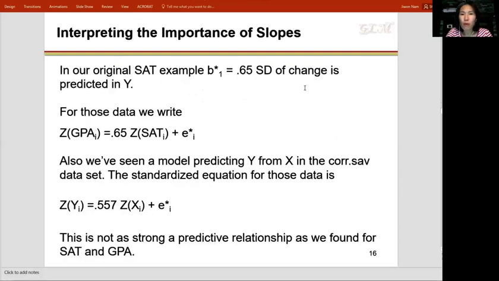Interpreting the importance of slopes. In our original SAT example, B1 star equals 0.65 SD of change is predicted in Y. So according to this slide set, we have two data sets, and the first one gives the slope 0.65, the second one gives 0.557. So this is stronger than the other.